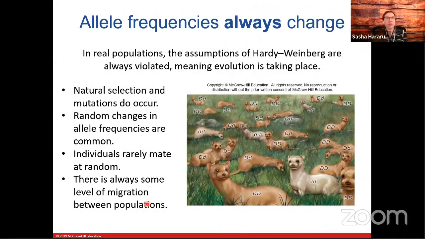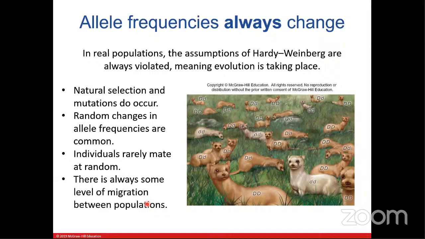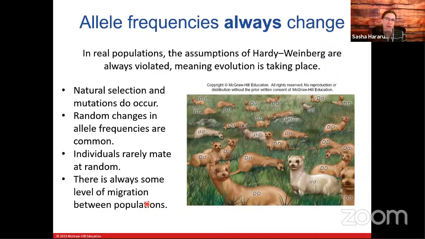So in real populations, the assumptions of Hardy-Weinberg equilibrium are always violated, meaning evolution is taking place. So what are the assumptions of Hardy-Weinberg equilibrium? Again, there is no natural selection occurring. Individuals do not emigrate or immigrate from the population. There is no sexual selection going on.